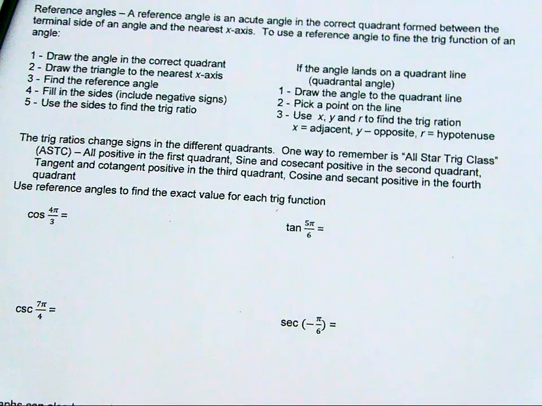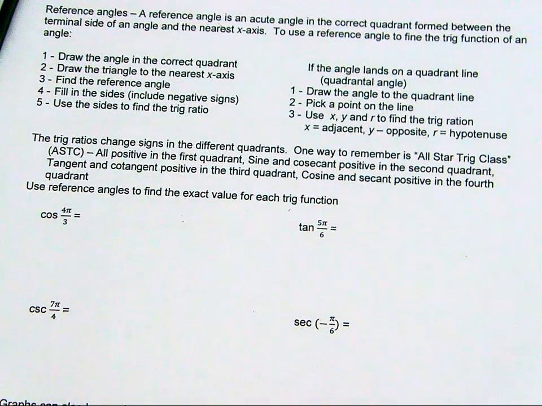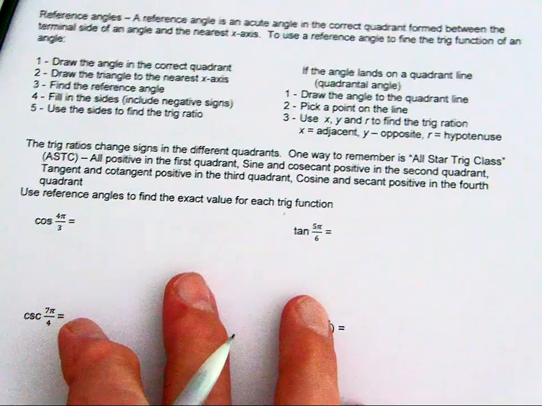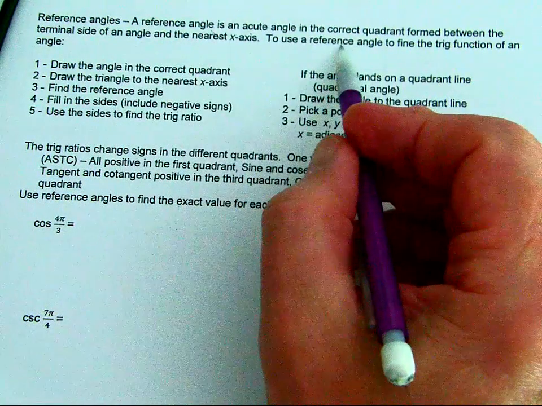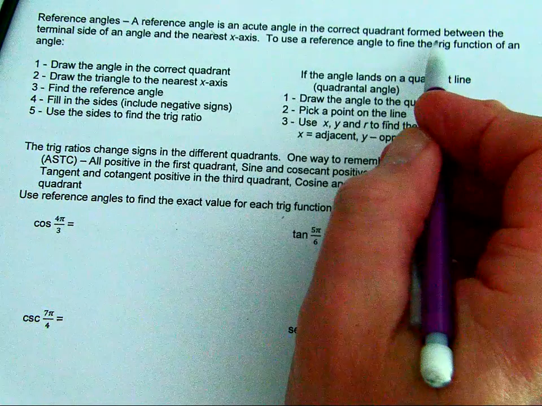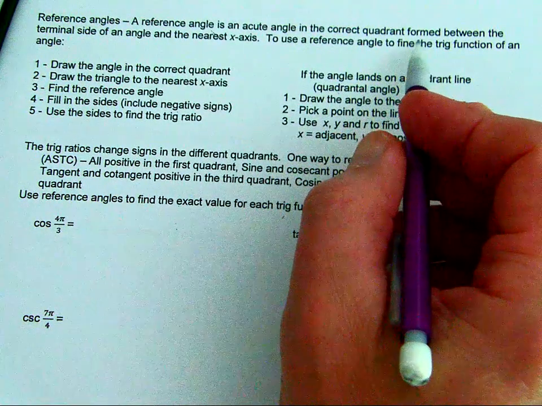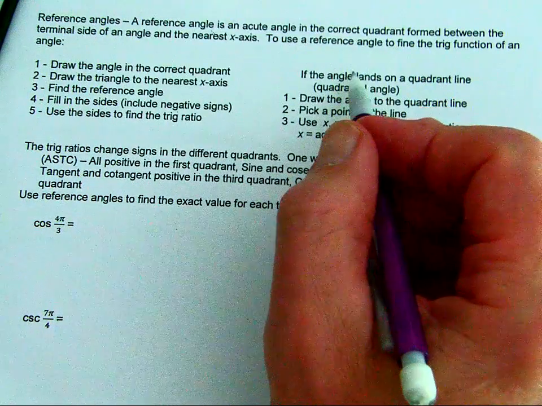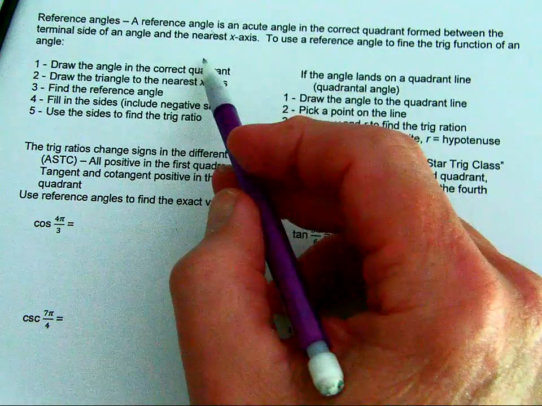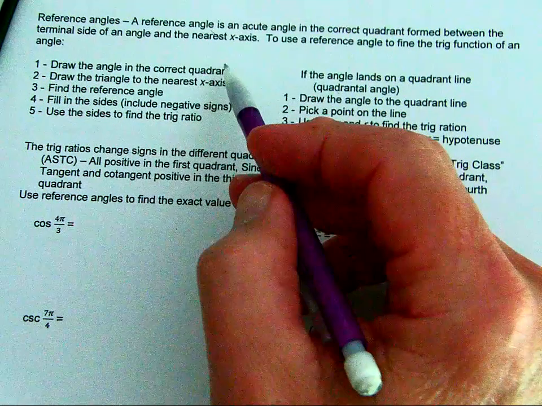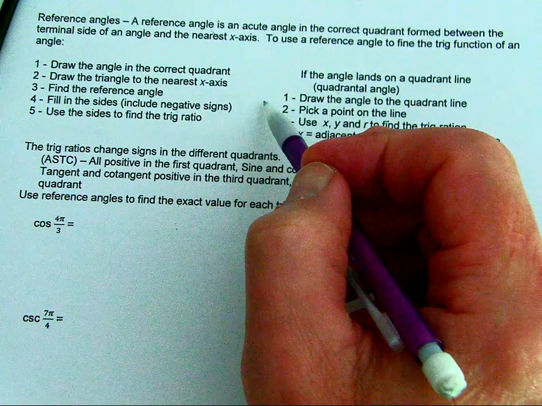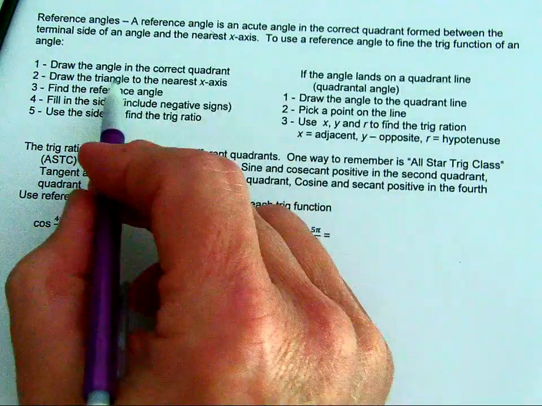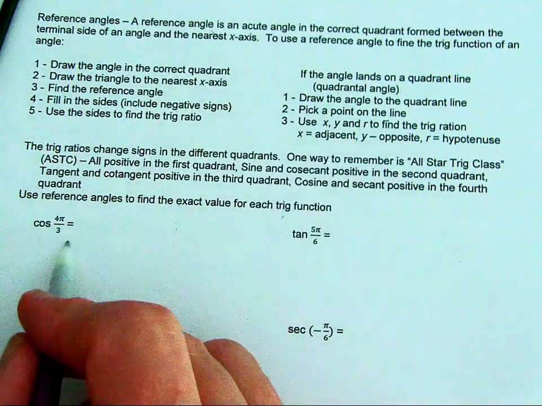Okay? Then, a big place this is used, as I mentioned, is to find the trig functions for any angle without a calculator. To do that, use reference angle. Remember from trig, a reference angle is an acute angle. It's always an acute angle. It's always measured to the nearest x-axis. So wherever the terminal side of that angle is, remember the terminal side is where the angle ends up. It's always measured to the nearest x-axis.